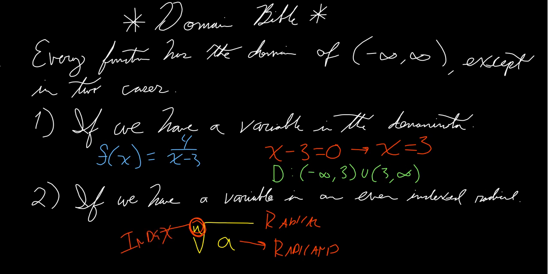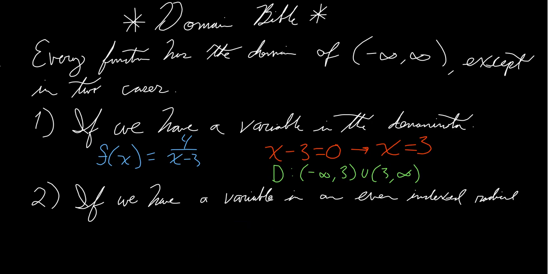So what I wrote was if we have a variable in an even indexed radical. What that's basically saying is if we have a square root, a 4th root, a 6th root, an 8th root, a 10th root, all the way to infinity, a 66th root, that is an even indexed radical. So if we have a variable in an even indexed radical, then we must solve.